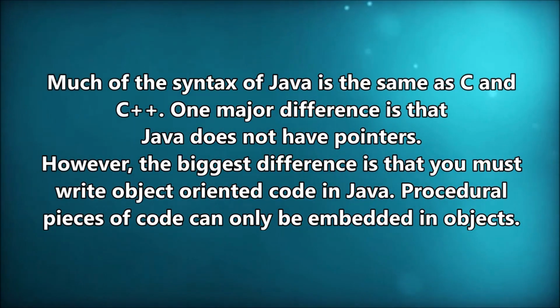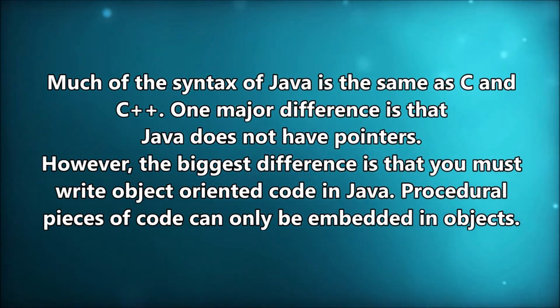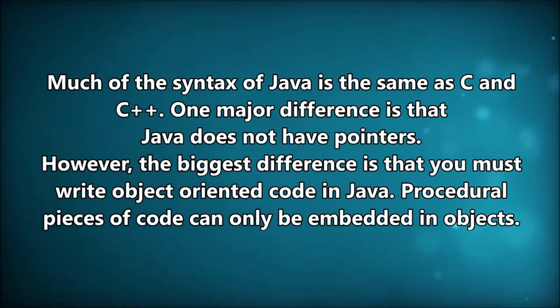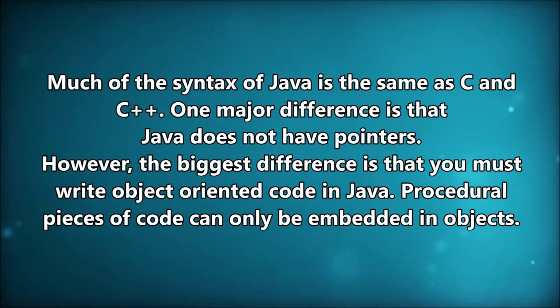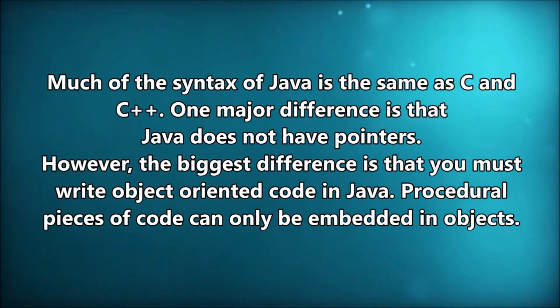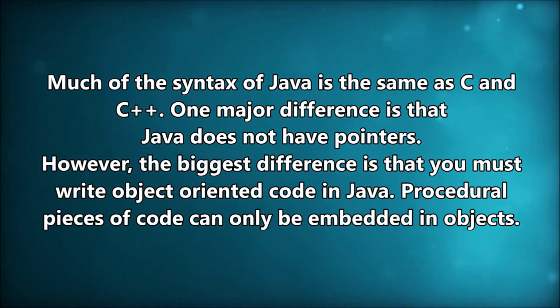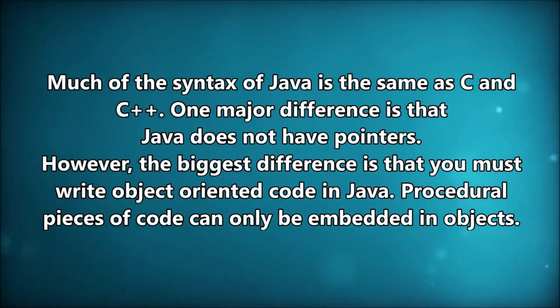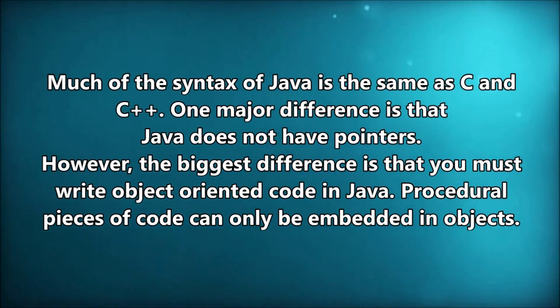Much of the syntax of Java is the same as C and C++. One major difference is that Java does not have pointers. However, the biggest difference is that you must write object-oriented code in Java. Procedural pieces of code can only be embedded in objects.